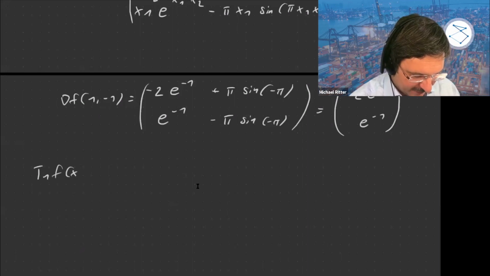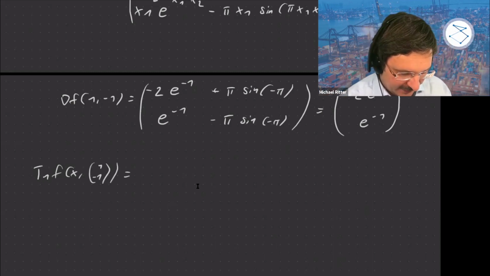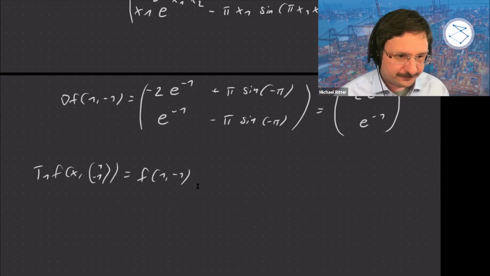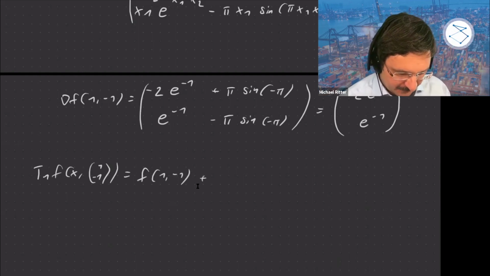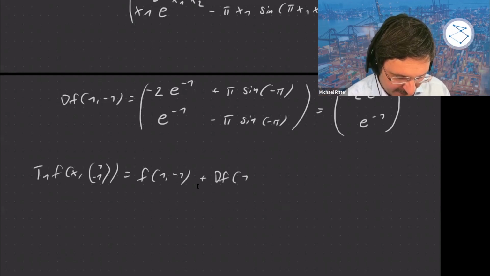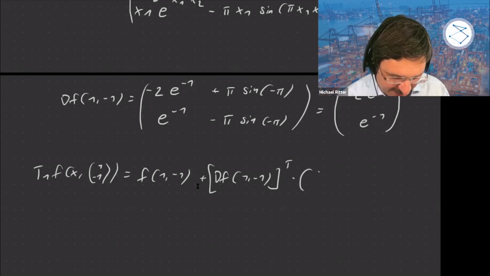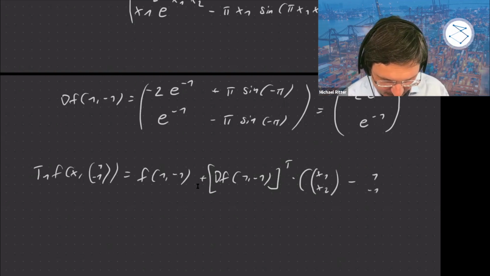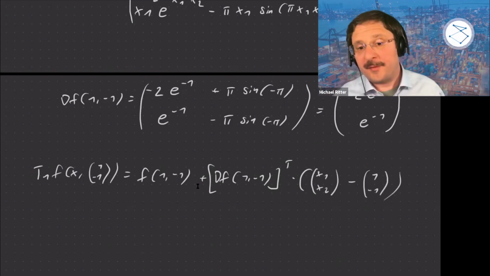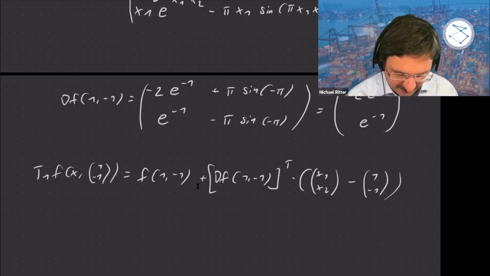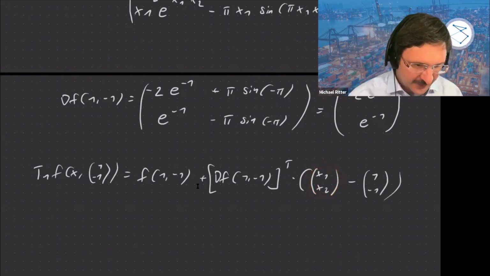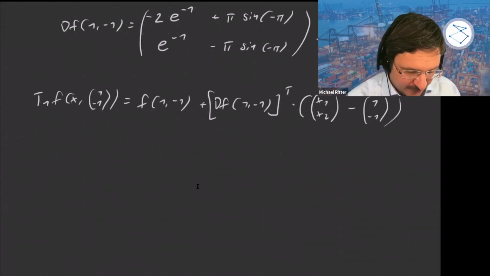So T1f of x at the point 1, minus 1. That is simply f at the point 1, minus 1, plus the gradient of f at the point 1, minus 1 transposed times x minus x star, and x star is 1, minus 1. And remember, x is two-dimensional, so that's x1, x2, that vector here, right? So that's what we get for the Taylor approximation.